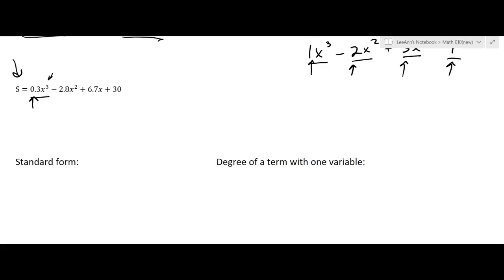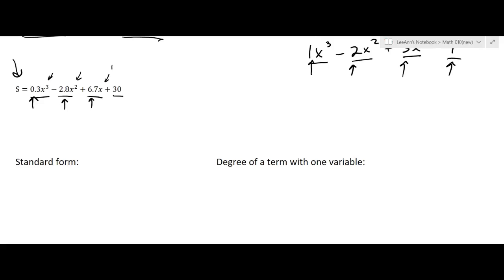Then we have the next term here, and it's minus 2.8x squared. So that would be a second term. Notice the exponent is 2, and the coefficient would be -2.8. Then we have this term, the exponent is 1, x to the first power, and the coefficient is 6.7. And then we have the constant down here, which is also a term, and it's 30.